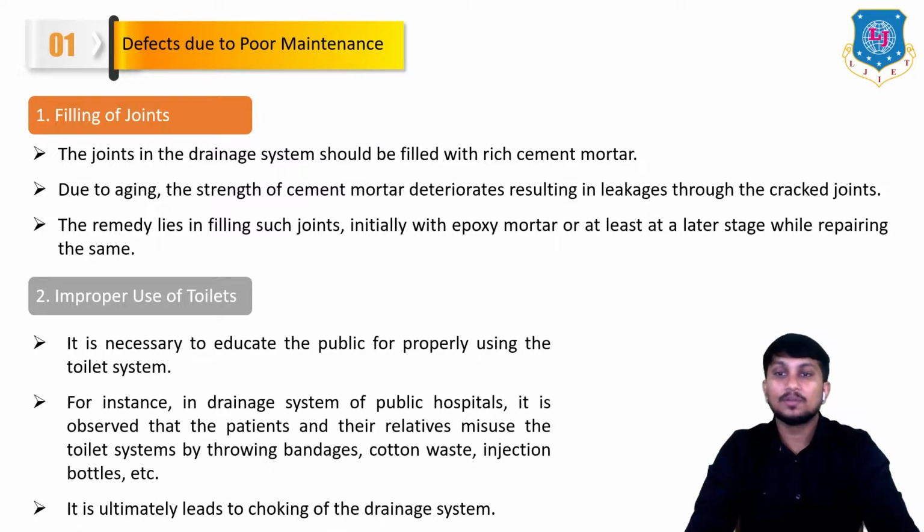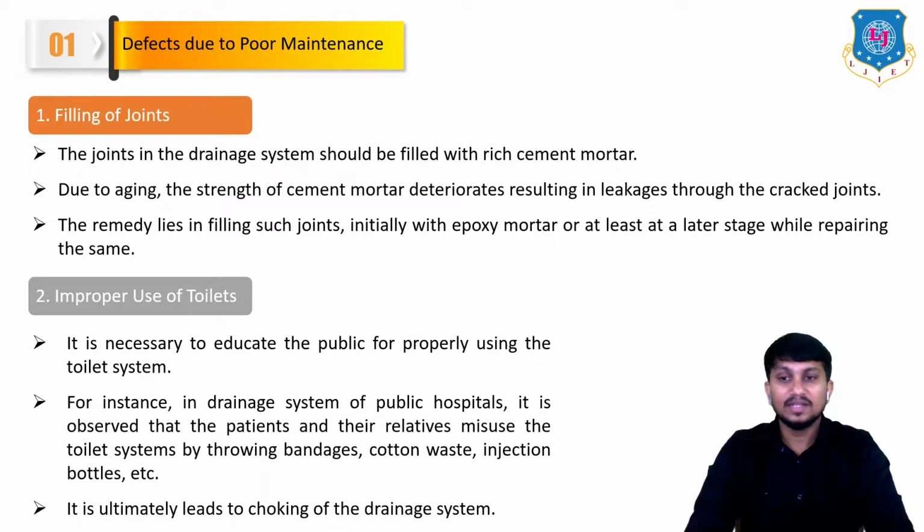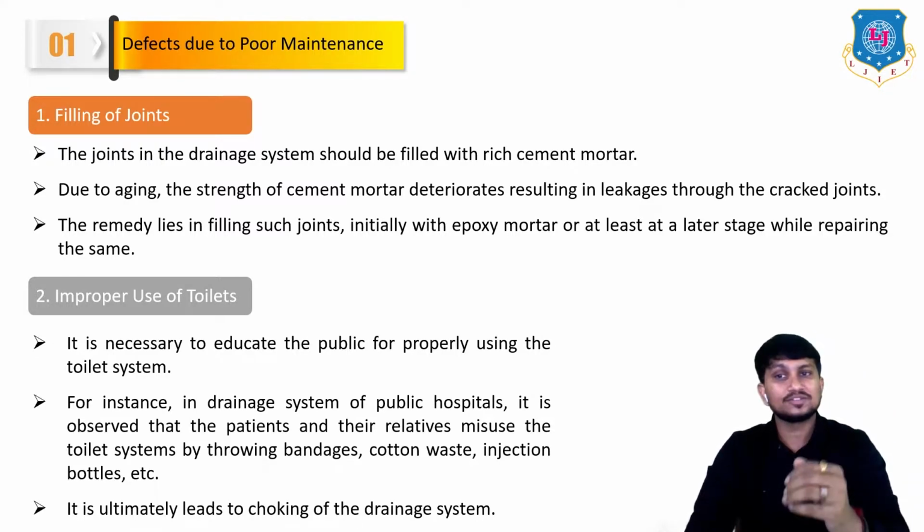The second is improper use of a toilet. It is necessary to educate the public for properly using the toilet system. For instance, in the drainage system of public hospitals, it is observed that the patients and their relatives misuse the toilet system by throwing bandages, cotton waste, injection bottles, etc. This ultimately leads to choking of the drainage system, and that leads to water leakage. If you take action against this improper use of toilets, you can easily reduce the chances of water leakage in a particular type of building.